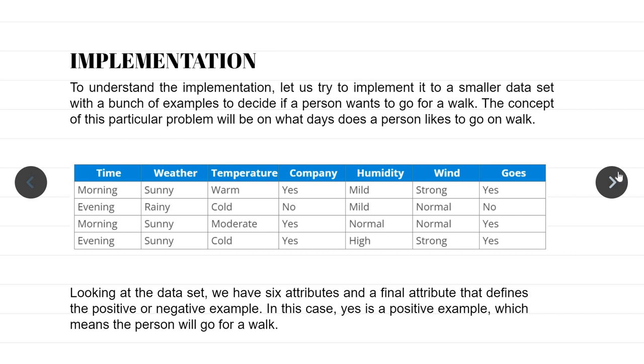Implementation. To understand the implementation, let us try to implement it on a smaller dataset with a bunch of examples to decide if a person wants to go for a walk. The concept of this particular problem will be on what days a person likes to go on a walk. Looking at the dataset, we have 6 attributes and a final attribute that defines the positive or negative example. In this case, yes is a positive example, which means the person will go for a walk, and no is a negative example, which means the person will not go for a walk.